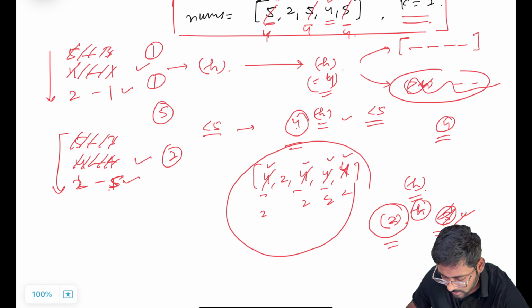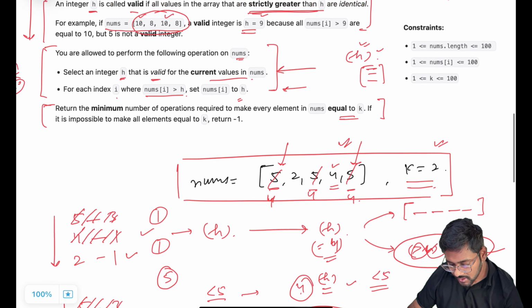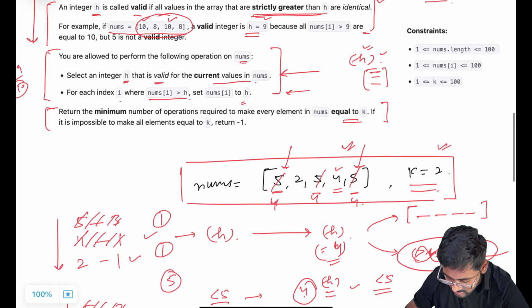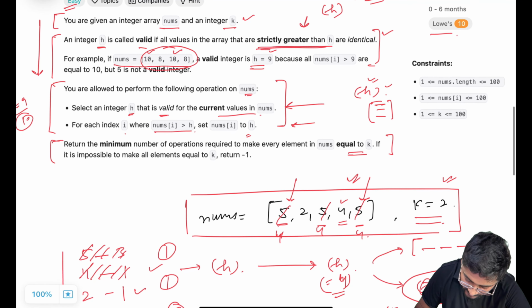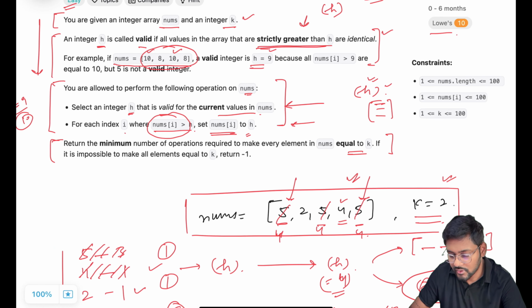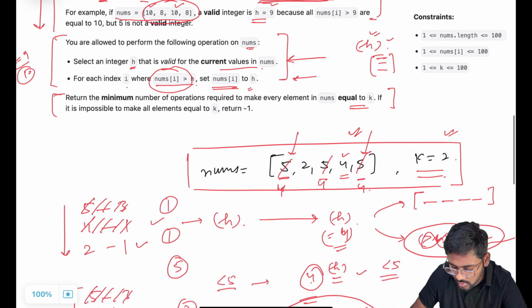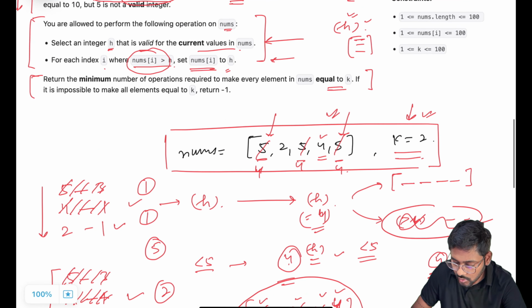See, there is one thing to consider, because there might be so many corner cases in this problem. One thing is that every time we are reducing the value, if nums[i] is greater than 4, it will be equal to 4. It means that we are reducing the value of nums. There is no way to increase a value, but our ultimate goal is to convert every value equal to k.